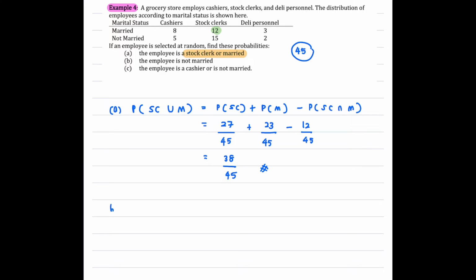Okay. For part B, the employee is not married. How many not married persons? From the table given, you have 5 cashiers not married, 15 stock clerks not married, and 2 deli personnel not married. Just add on all those over by total employees, which is 45. So your answer will be 22 over 45.